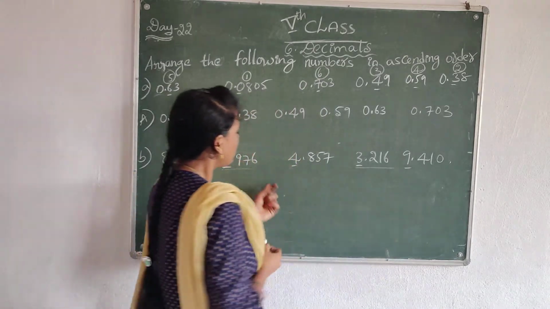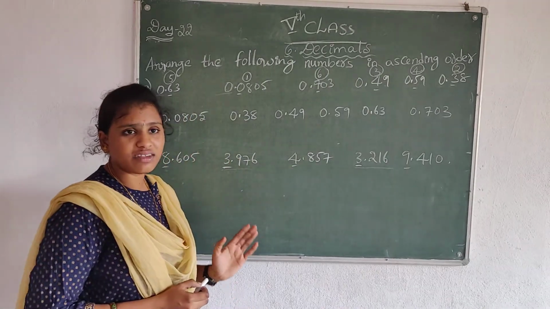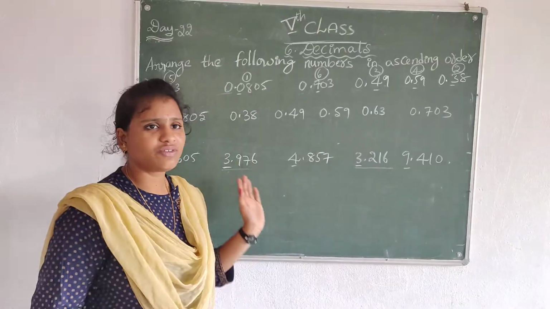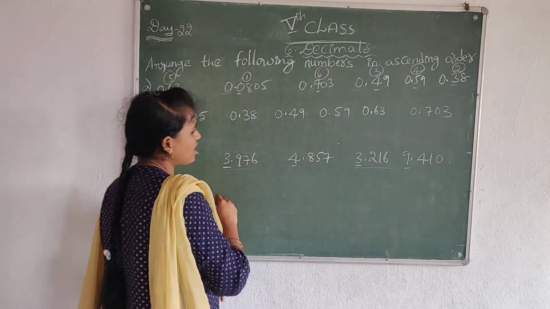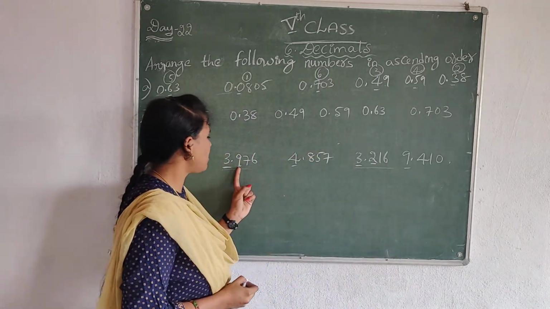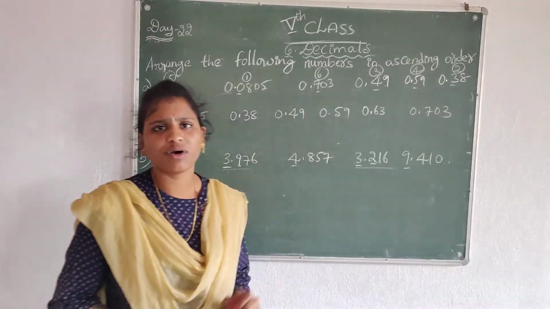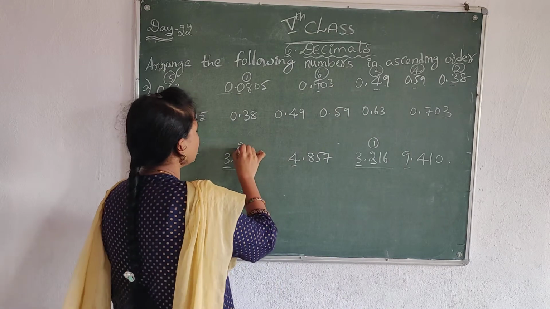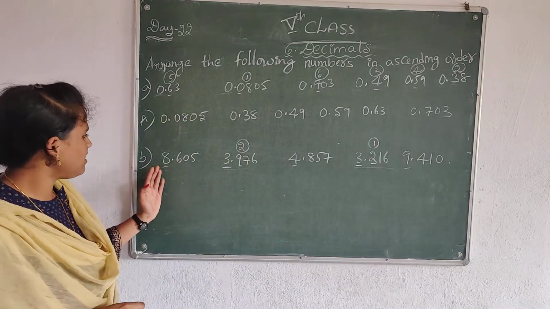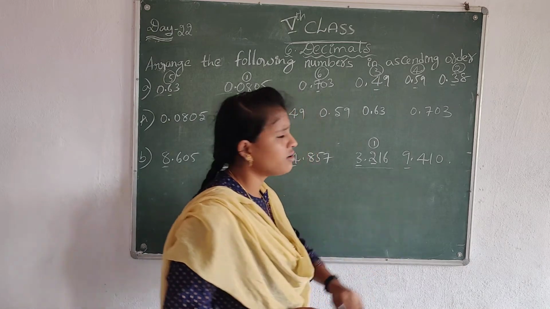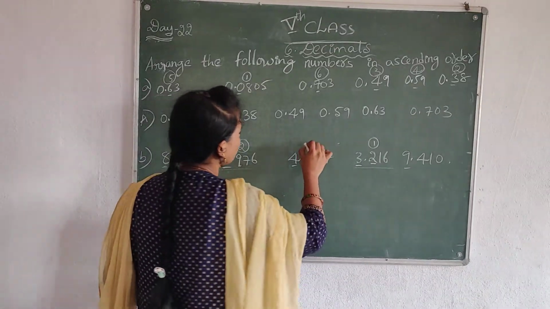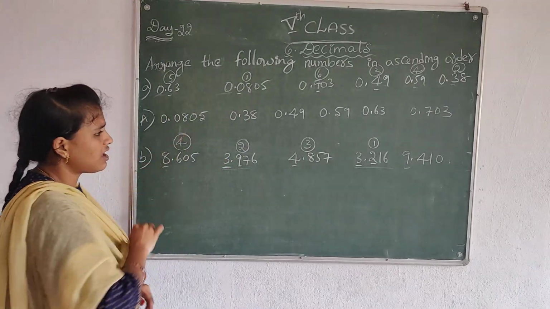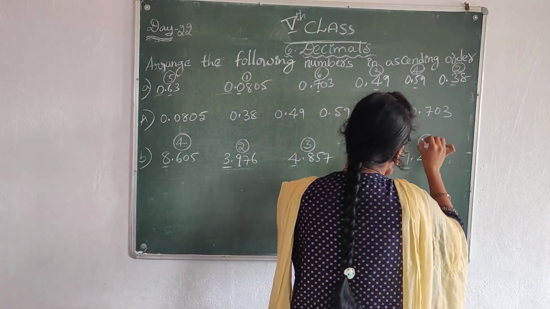But you see, here we have decimal values. That's why these two are the same. That's why see the next number, that is here 9. Here 2. See the 9 and 2, which is the small number? 2 is the small number. Give 1. 9 is next, number 2. Let's see 8, 4, 9. Which is small? 4 is small. So give 3 here. Next, 8, 4, and the last one is 9, give 5.